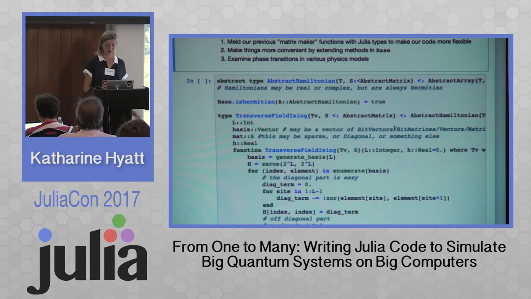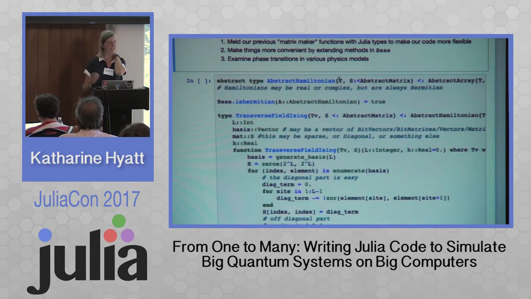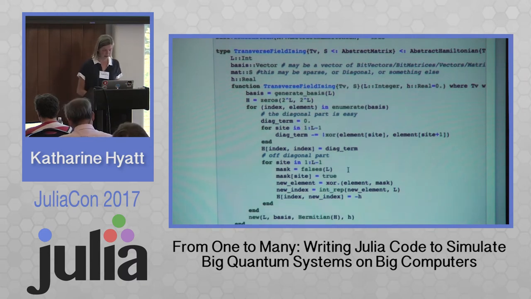So here, I promise I'll finally stop showing you bad code that I wrote very soon. We have this abstract type, AbstractHamiltonian, which takes some data type that's like complex or real, and a matrix. So we can have our Hamiltonian matrix be sparse or dense. And as an example, Hamiltonians are always Hermitian, so we can immediately extend the Base method for that and not worry about it.